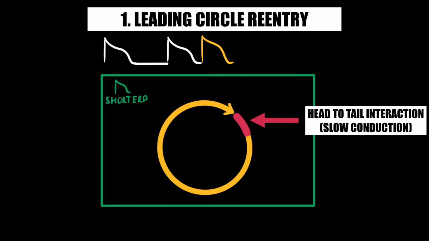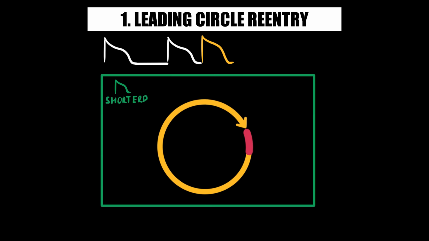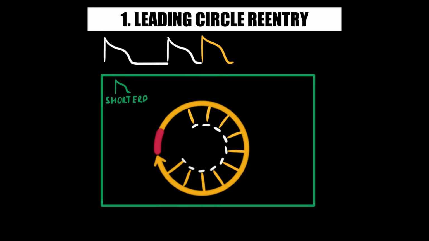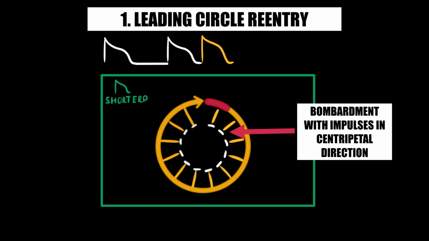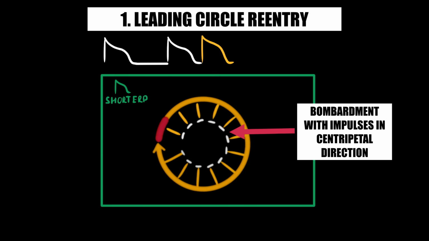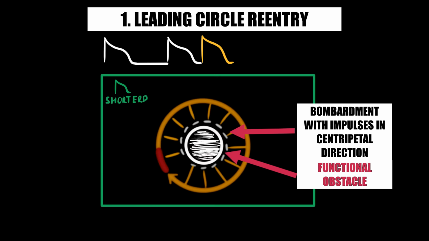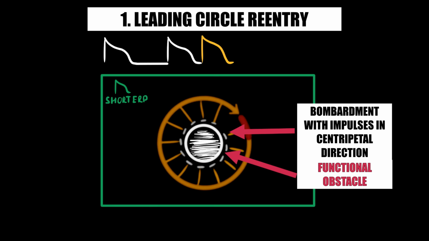Slowing of conduction is represented by head-to-tail interaction. As a result, leading circle has partial excitable gap. The reentrant impulse conducts around the central region, that is kept refractory by the constant bombardment with impulses propagating centripetally. The central area provides functional obstacle that plays the same role as anatomical obstacle in anatomical circuit. The circle of the smallest reentrant pathway around the functional obstacle is called leading circle reentry.